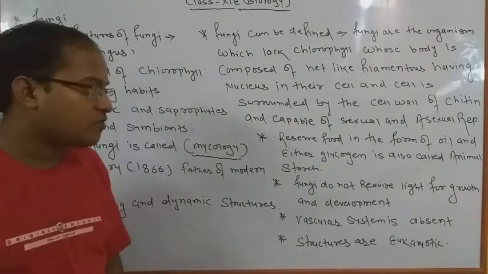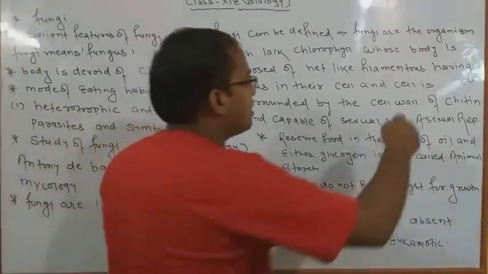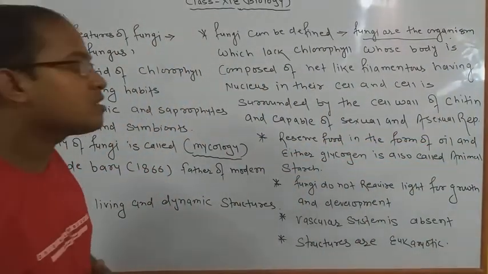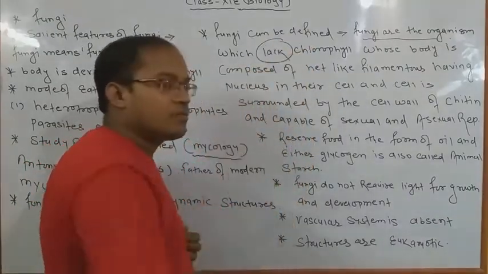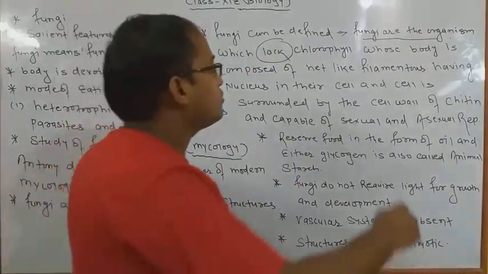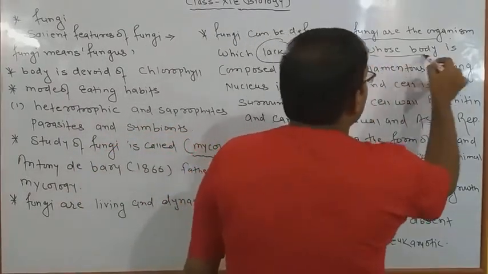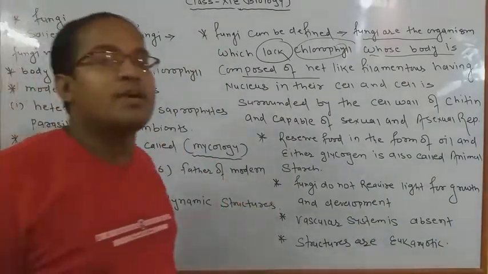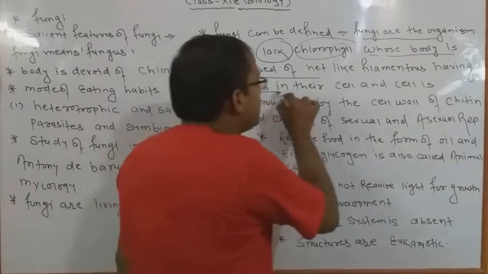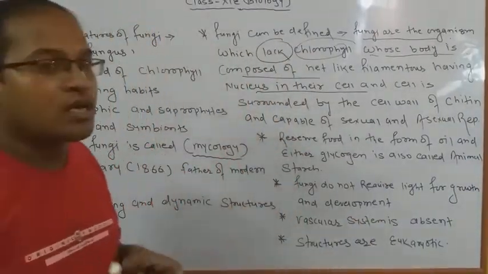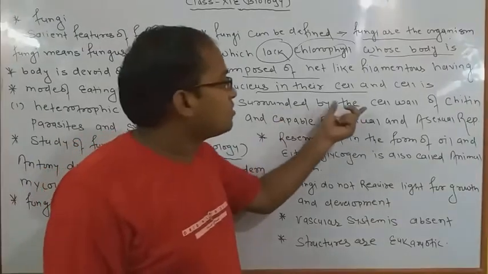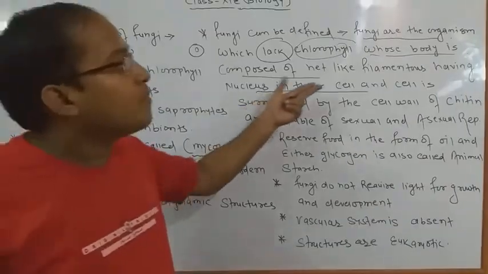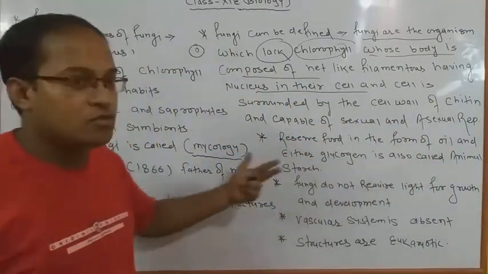Okay. Now, first, fungi are defined as a special type of organism which lacks chlorophyll. Lack of chlorophyll means chlorophyll is not found in them. Due to the lack of chlorophyll, the body is composed of net-like filaments and has a nucleus in its cells, mostly. The cell is surrounded by a cell wall, and that is made up of chitin. Most important.